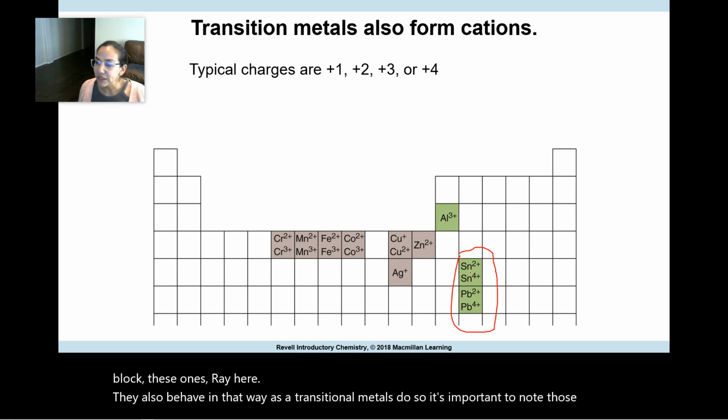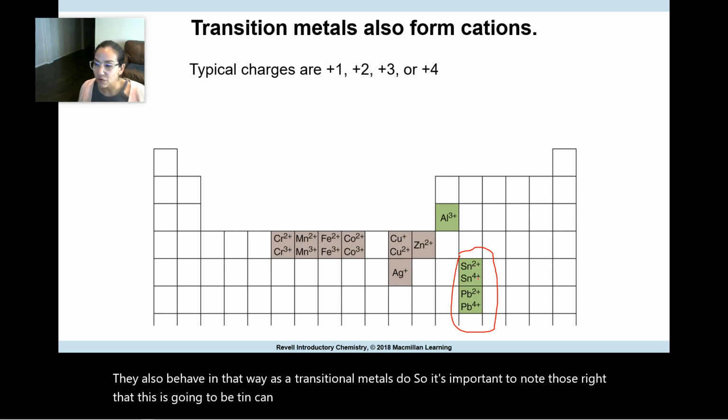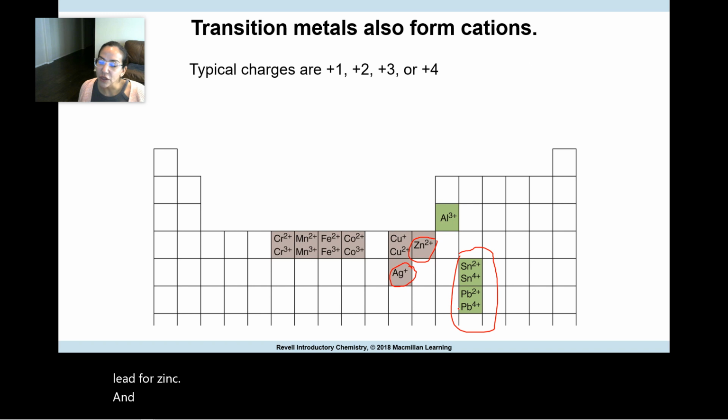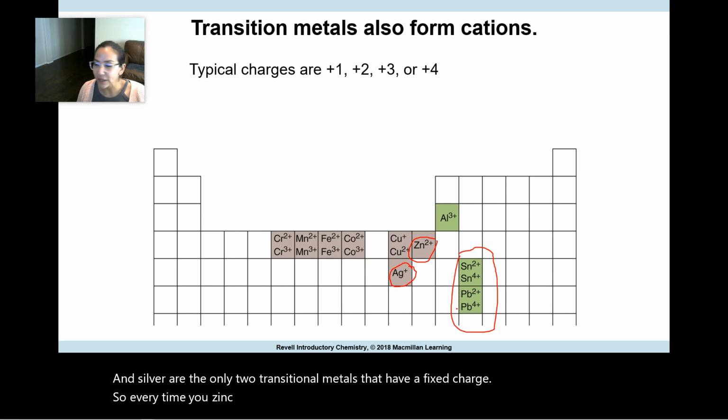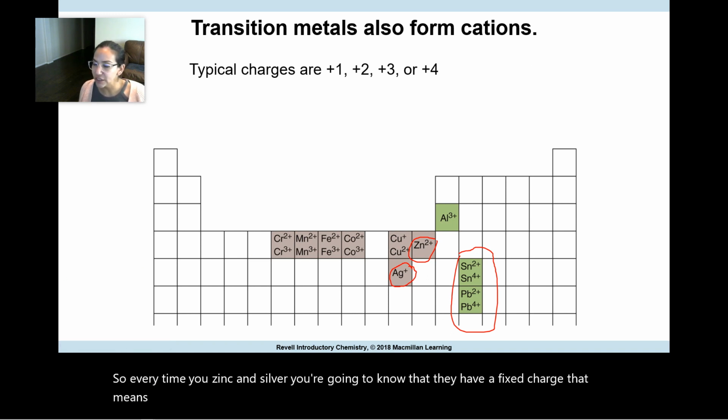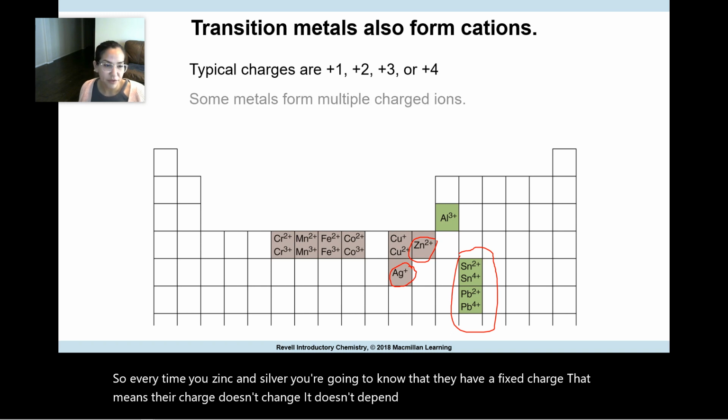That this is going to be tin, can be a tin 2 or a tin 4, and lead could also be a lead 2 or a lead 4. Right? Zinc and silver are the only 2 transitional metals that have a fixed charge. Okay, so every time you see zinc and silver, you're going to know that they have a fixed charge. That means their charge doesn't change. It doesn't depend on anything.